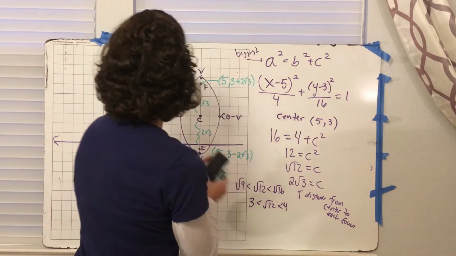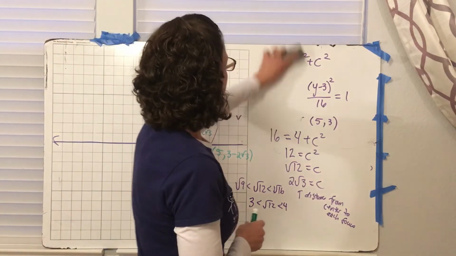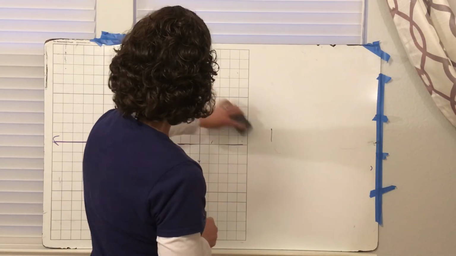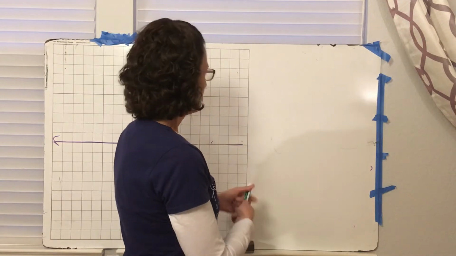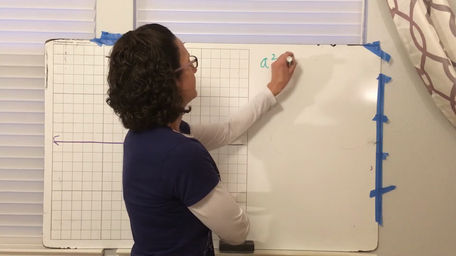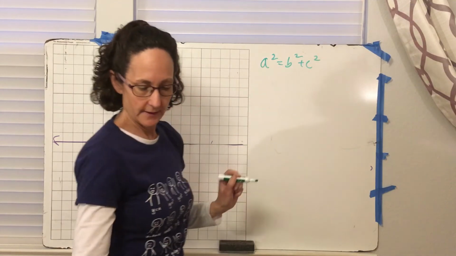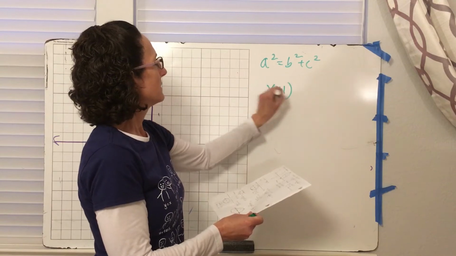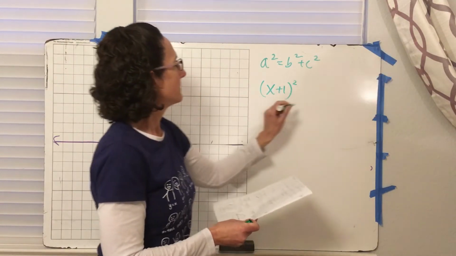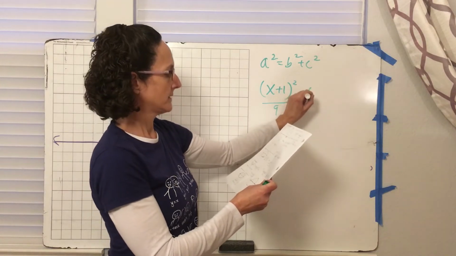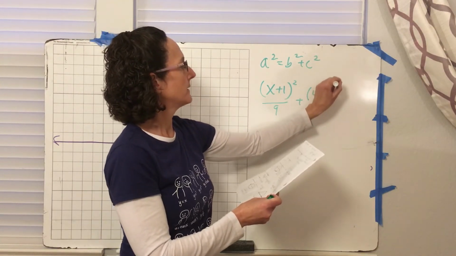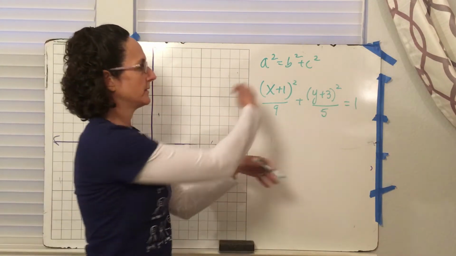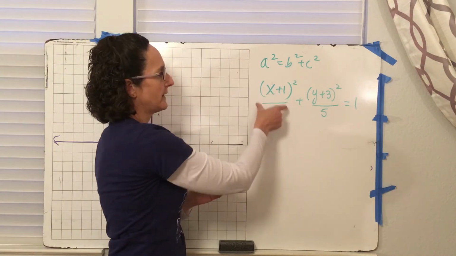All right, so I'm going to erase all this. I shouldn't have erased that, so I'll rewrite it. The example we're going to do this time is (x+1)² over 9 plus (y+3)² over 5 equals 1. So you know it's an ellipse, this is what it looks like in this form. This always equals 1. You always have x first, then y.